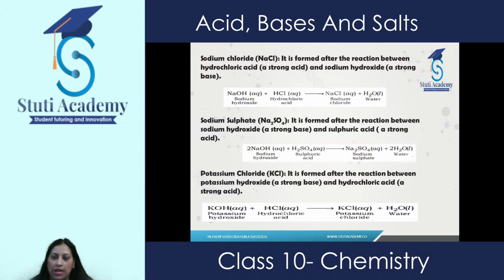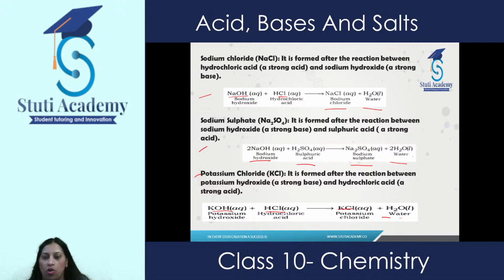Look at the examples of such salts. As you can see here, the ratio of acid and base is equal, and these are the reactions between them. Sodium hydroxide and hydrochloric acid form sodium chloride and water. Then sodium hydroxide and sulfuric acid form sodium sulfate and water. Then potassium hydroxide and hydrochloric acid form potassium chloride and water.